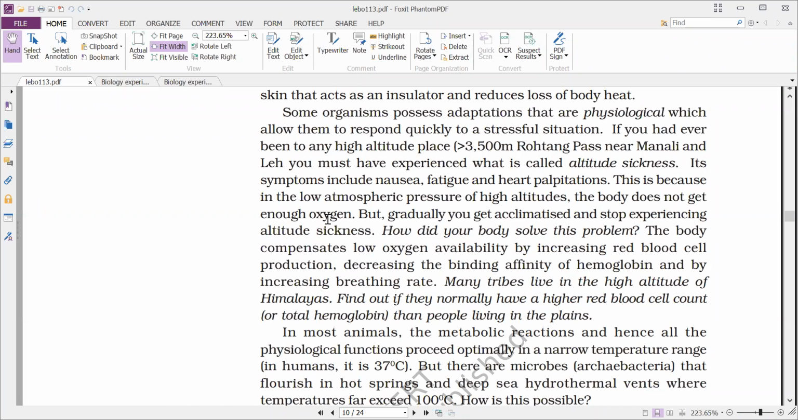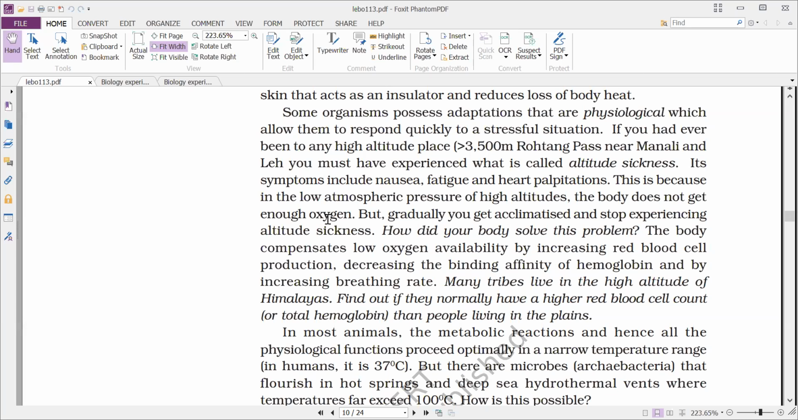But gradually you get acclimatized and stop experiencing altitude sickness. When you first encounter that environment, you'll find nausea, fatigue, and heart palpitations. But when you live there for a longer period of time, your body automatically gets adjusted and will not experience altitude sickness.